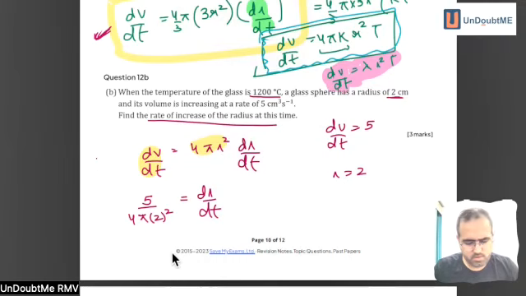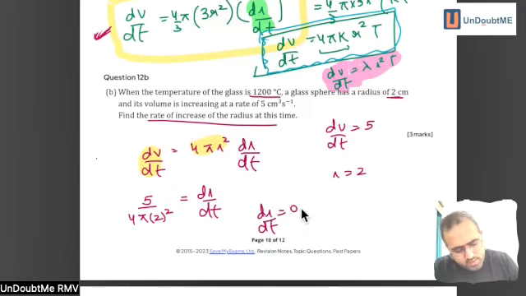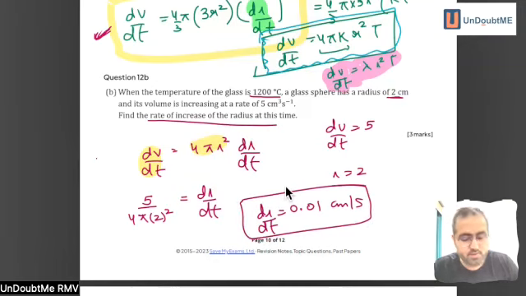Yes, 0.099. We can write it down as 0.01. dr by dt is 0.01 centimeter per second. Write the unit also. Okay, if anyone has a doubt about why we are not using 1200 degree centigrade, is there anyone who has a doubt about why we didn't use that? No, sir. One question though.